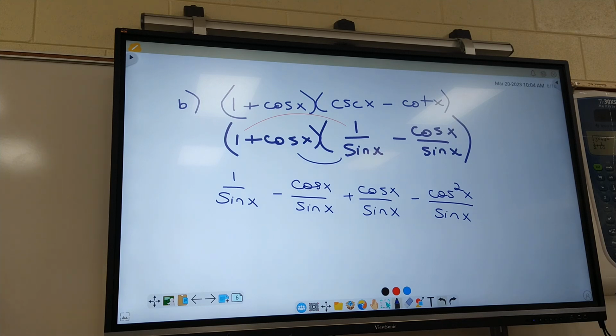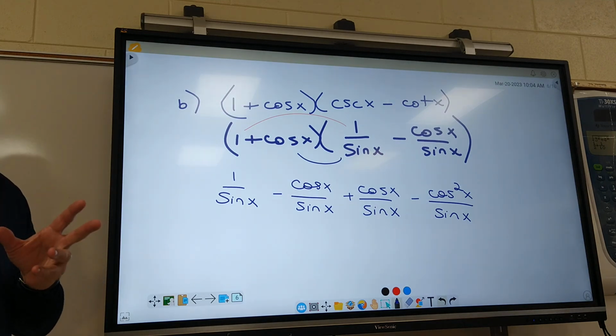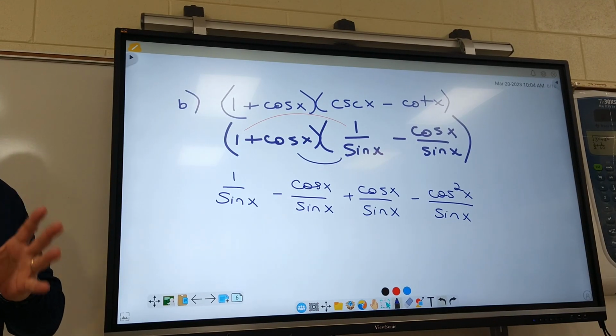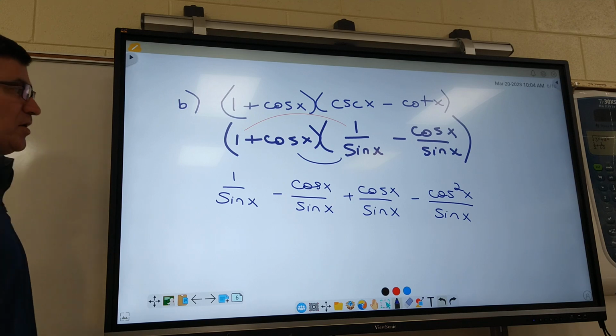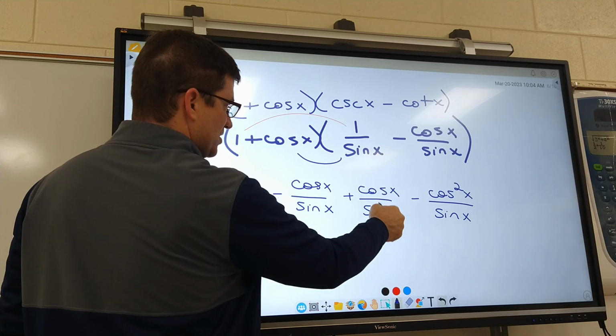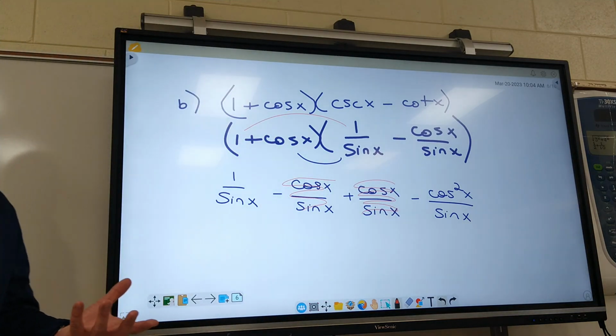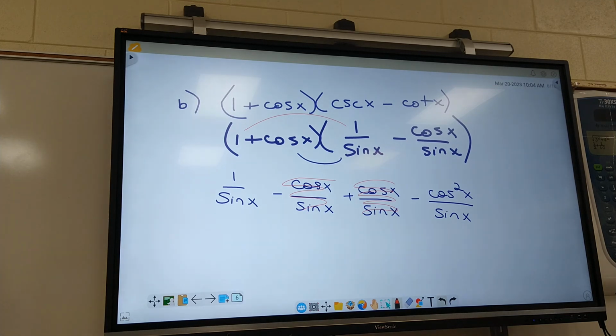All right, so, Leanna, you with me? So far, every FOIL method problem we've had so far, the middle has canceled out. Let's check again and see if the middle cancels out. Plus cosine over sine, yep, it happens again. Now, I don't know if we can say that's going to be that way the rest of the week, but so far, every FOIL method problem we've had, the middle has canceled.